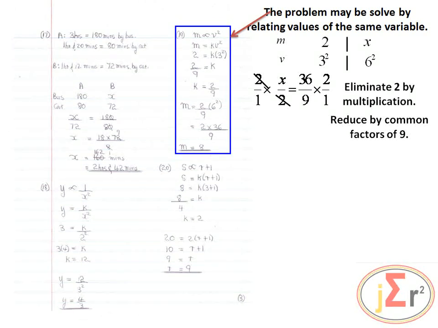Reduce by common factors of 9. That's what we will do now. 9 into 9 is 1. 9 into 36 is 4. Two times 4 is equal to 8.